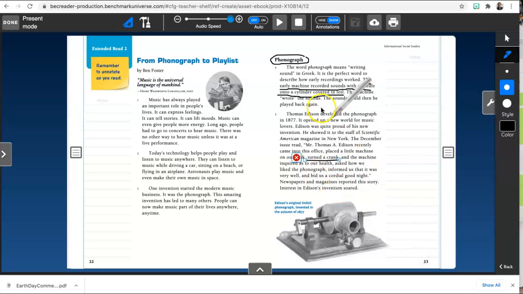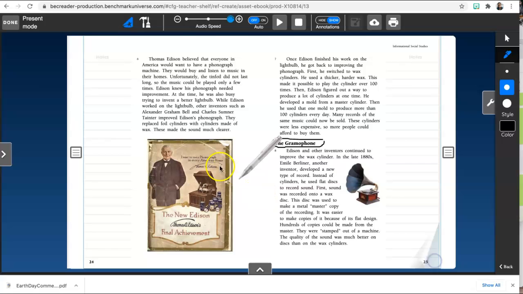And then if we read, so far I know it was recorded on a cylinder covered in foil. You had to turn a crank, and then you're going to keep reading to find out what else they did for the phonograph. Okay, you're going to annotate all the things about how a phonograph worked. And then you're going to connect it to the next subheading, which is the gramophone.